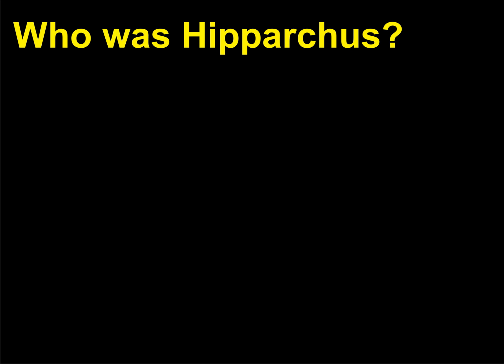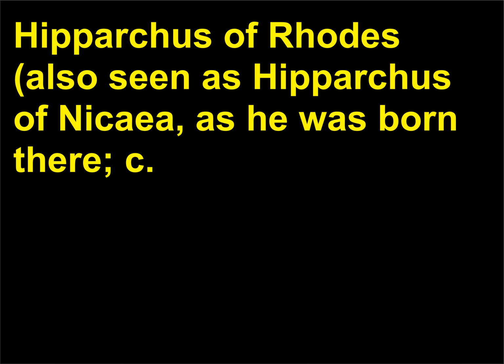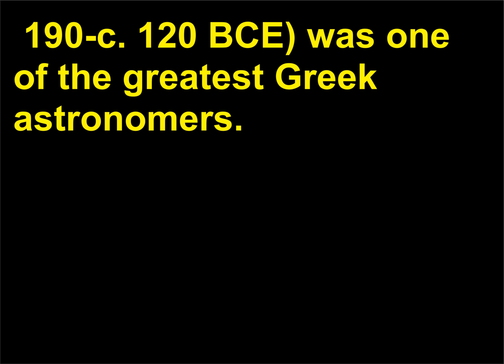Who was Hipparchus? Hipparchus of Rhodes, also seen as Hipparchus of Nicaea, as he was born there, c. 190 to c. 120 BCE, was one of the greatest Greek astronomers.